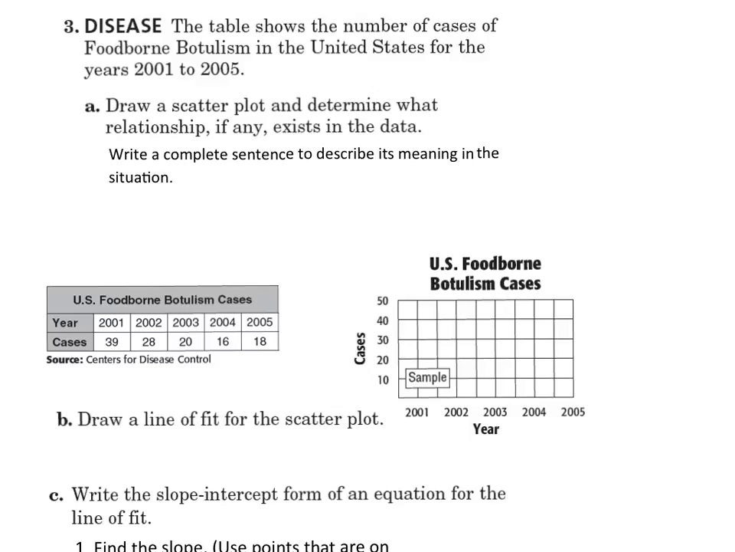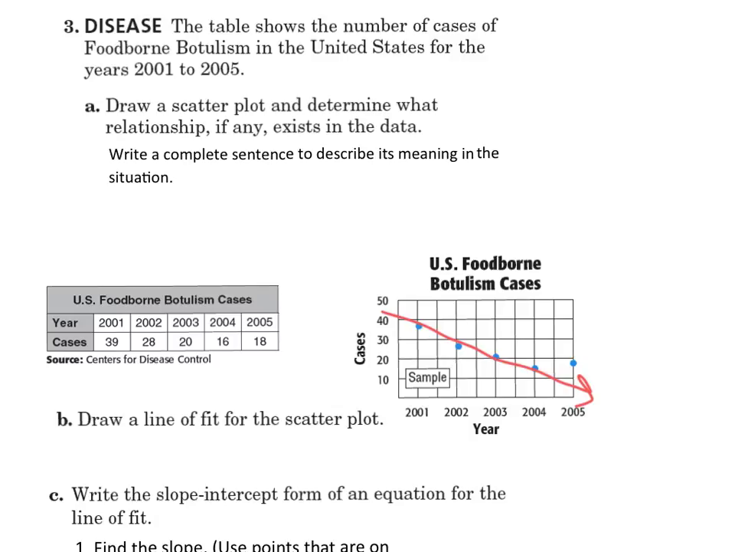So let's take a look here. We're given a table of ordered pairs, years and number of cases, and a graph about the U.S. foodborne botulism cases. So let's graph those points on the graph over to the right. I graphed the ordered pairs on the graph, and you can tell that it is going to be a negative correlation. So let's draw a line of best fit now. I drew in my line of best fit, so let's answer question A.